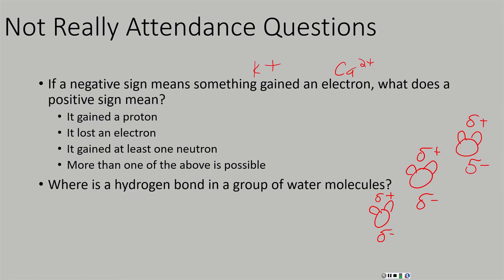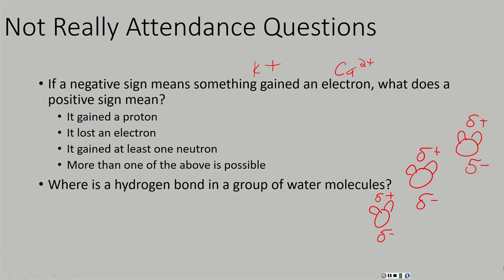Next, where is a hydrogen bond in a group of water molecules? Well, when we have a group of water molecules, the big, what we said was kind of like Mickey Mouse face, that is an oxygen. And then the two ears, each one is a hydrogen. And the oxygen side is slightly negative, the hydrogen side is slightly positive, and that's just because of unequal sharing of electrons. So the hydrogen bond is not the bond between the hydrogen and the oxygen. That is a polar covalent bond.